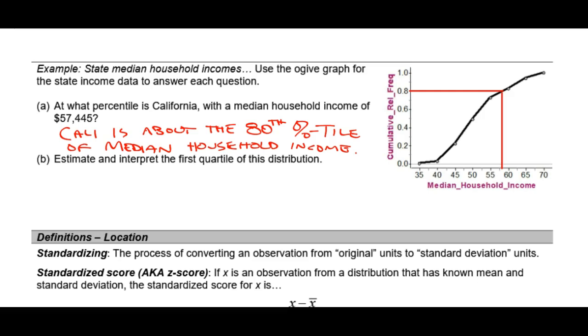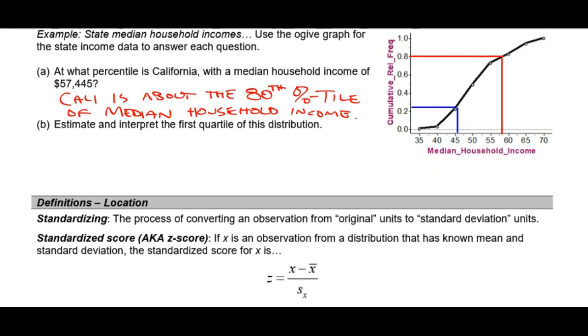We can also use the ogive another way. We can start from the vertical axis, the cumulative relative frequency. So we're asked in part B to estimate and interpret the first quartile of this distribution. So let's do that. The first quartile is the 25th percentile. That happens right there. So I'm going to take that line horizontally across till I hit the ogive. Then I'm going to drop down vertically till I hit the x-axis. So it's a little more than $45,000 median household income.